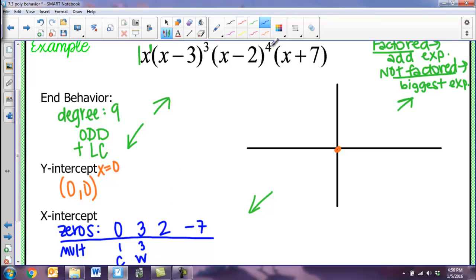Okay, and then same deal, that one has a multiplicity of 4. That's even, so it's going to have that touch or that tangent. And finally, -7 has a multiplicity of 1, which means that it is also going to cross right there.